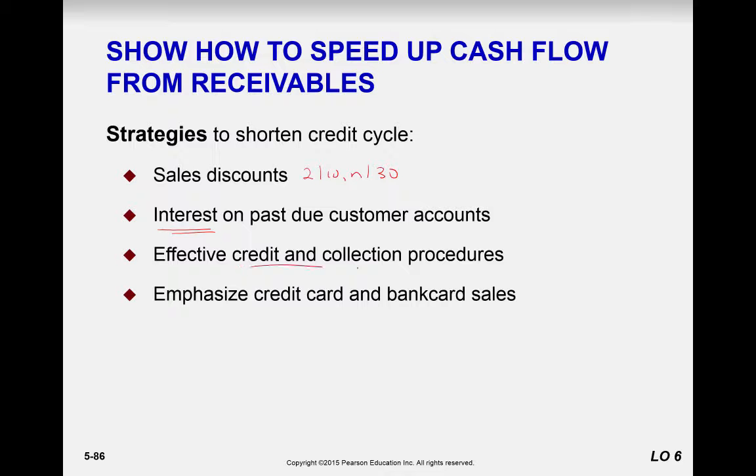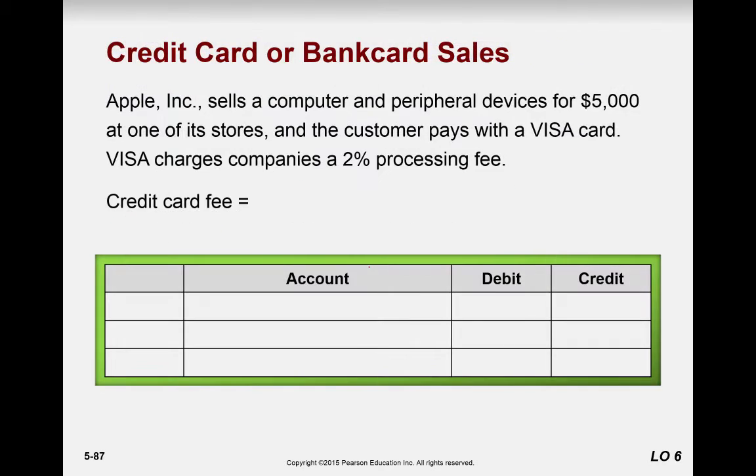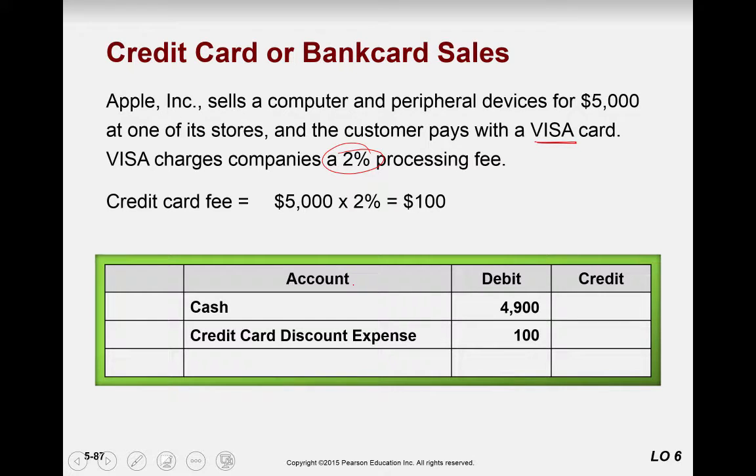You also want to make sure you have credit and collection procedures, and then you want to emphasize credit card and bank charges. So here, if we sell a computer and the customer pays with the Visa, there's a 2% fee. So here we're taking the $5,000 computer, multiplying it by 2% to get basically $100.